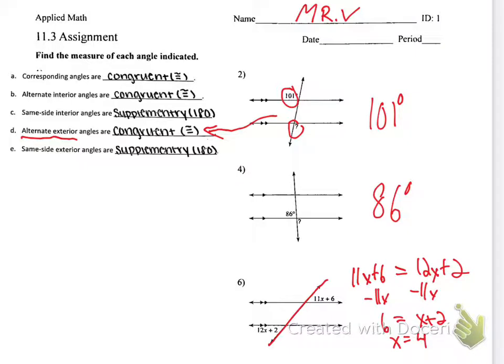Then I'll plug that into this one right here. That'll be 44 plus 6, so that'll be 50. So this angle right here is 50 degrees, and that would mean this angle right here is 50 degrees. We can check our answer by plugging it into this other one. x, which is 4, times 12 would be 48. 48 plus 2 is 50 degrees.